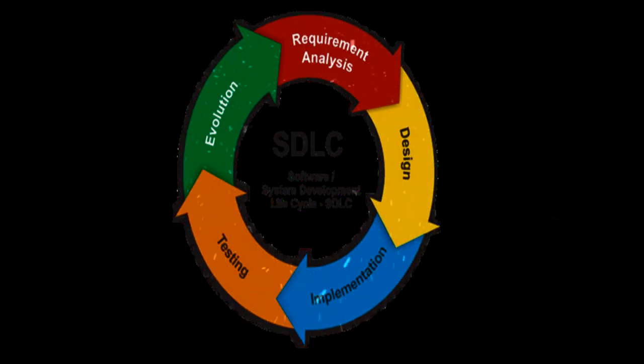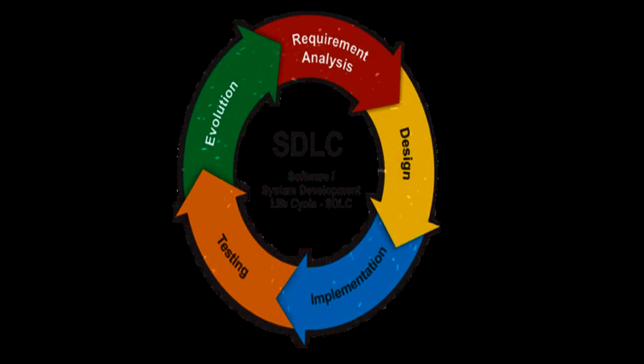SDLC is the acronym of Software Development Life Cycle. It is also called as Software Development Process. SDLC is a framework defining tasks performed at each step in the software development process. ISO/IEC 12207 is an international standard for software lifecycle processes. It aims to be the standard that defines all the tasks required for developing and maintaining software.